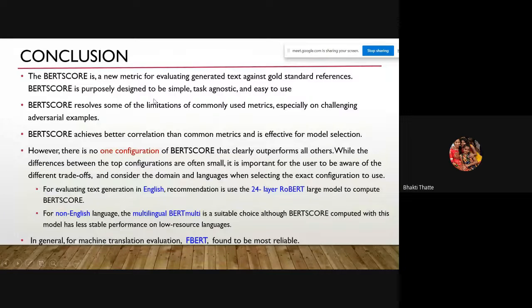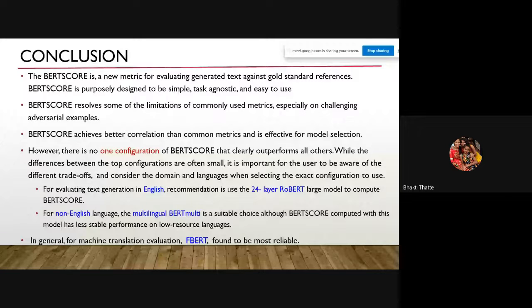Then coming to the conclusion, BERT score is a new metric for evaluating generated text against gold standard references. BERT score is purposely designed to be simple, task agnostic, and easy to use. BERT score resolves some of the limitations of commonly used metrics. Then BERT score achieves better correlation than common metrics and is effective for model selection. However, no one BERT configuration clearly outperforms all others.